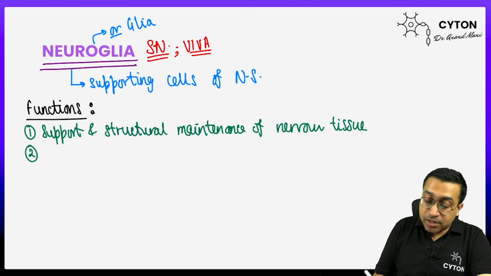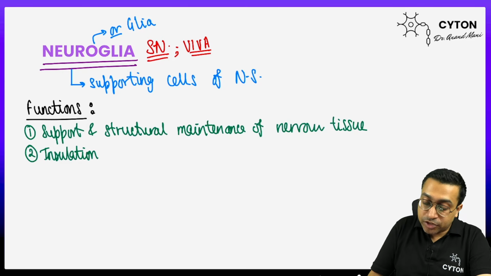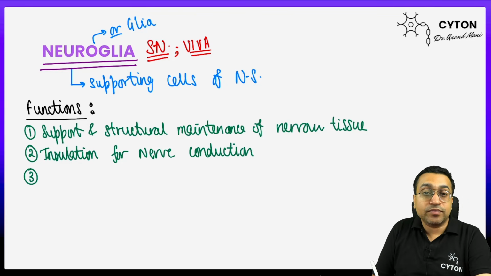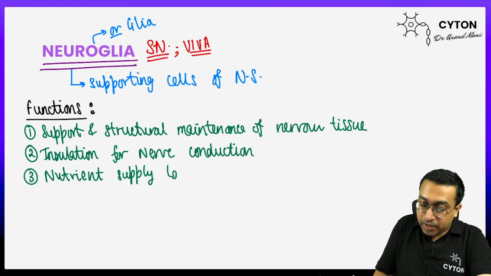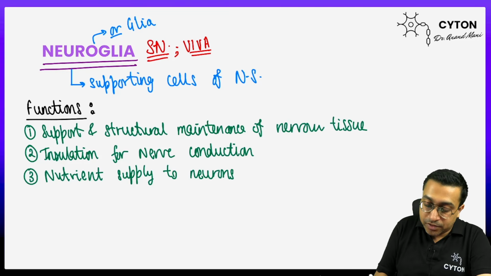Then it helps in insulation for nerve conduction. Number 3, what is that? Nutrient supply to neurons. Nutrient supply to neurons. I hope it is very well understandable. It is very straightforward.